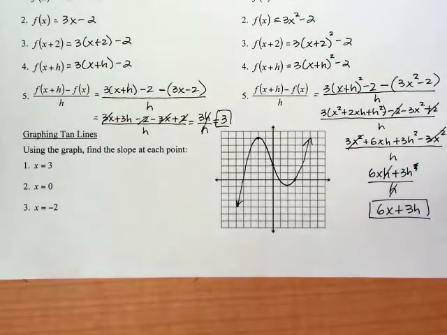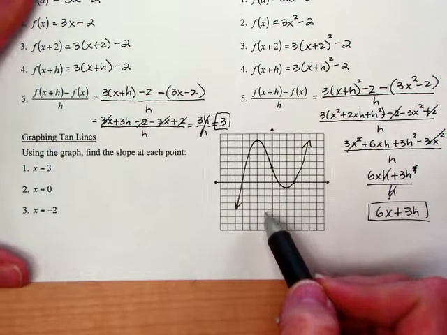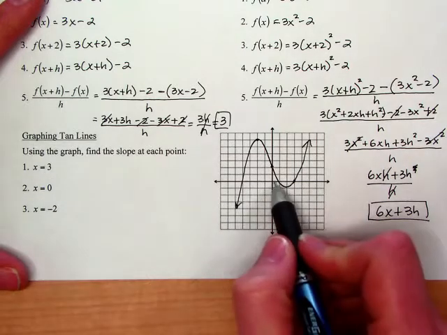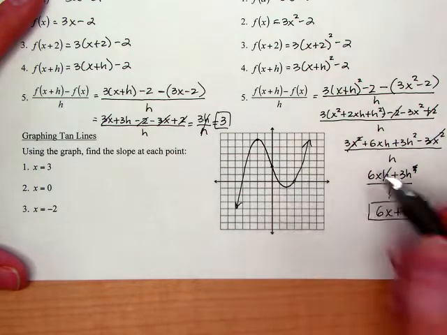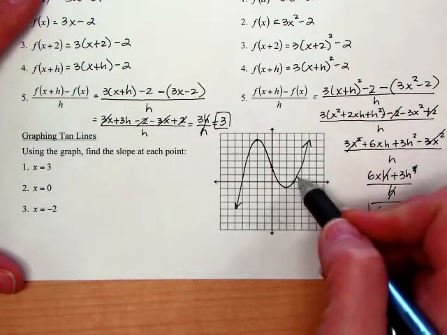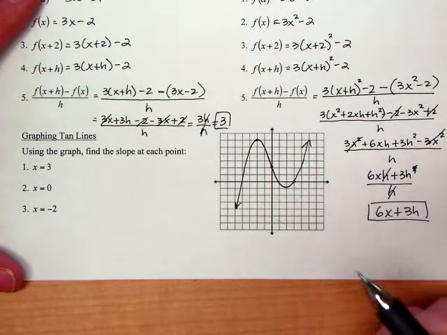Last part we're going to talk about, now we're going to talk about graphing a tangent line. So using this graph, we're going to find the slope at each point. What we need to do is first go to this x value, which is x equals 3. So 1, 2, 3, that dot right there. We're going to draw our own tangent line. And this is the part that kids don't like, because I'm going to draw a tangent line, and you might have drawn yours slightly different than me. So we might end up with slightly different slopes.